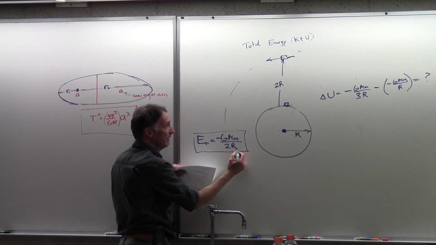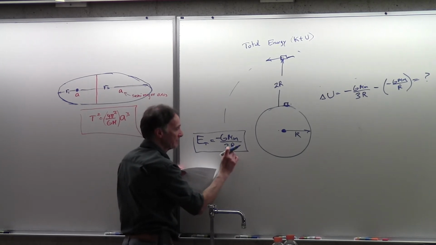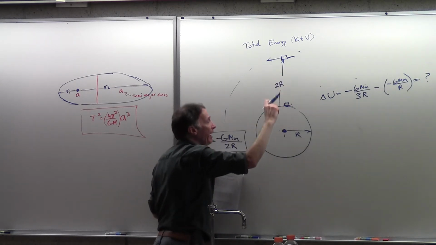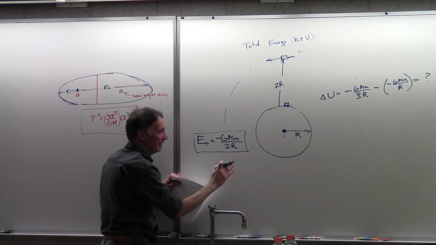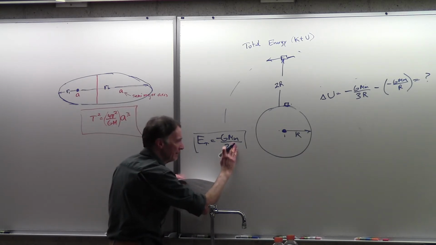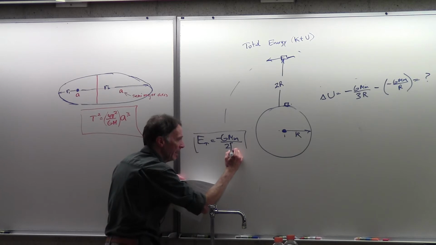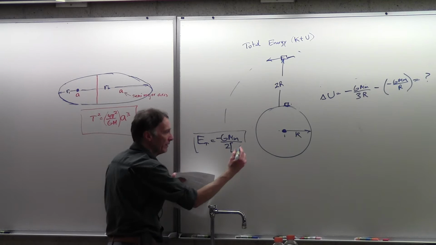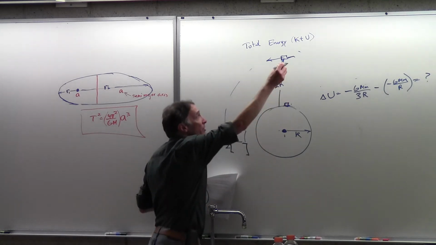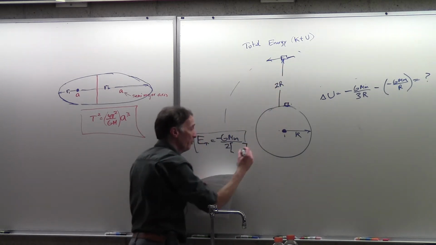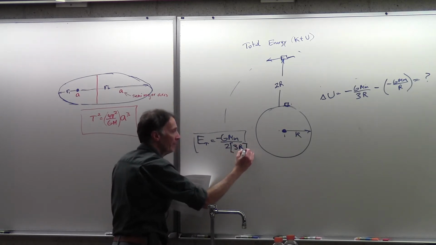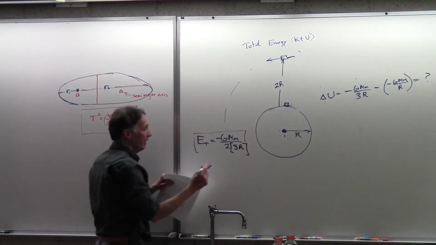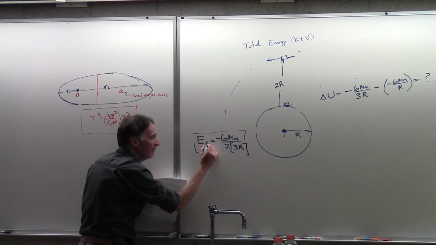We want to put it in for the fact that I'm not R away, I'm 3R away. Let me write this, and I'm realizing this is kind of a mess. I've got the 1/2 here, so again, this is the circular orbit. Then I want the radius of the orbit, which is not R, but 3R. And that would be the total energy out at the farthest point. Maybe I'll call that E final.